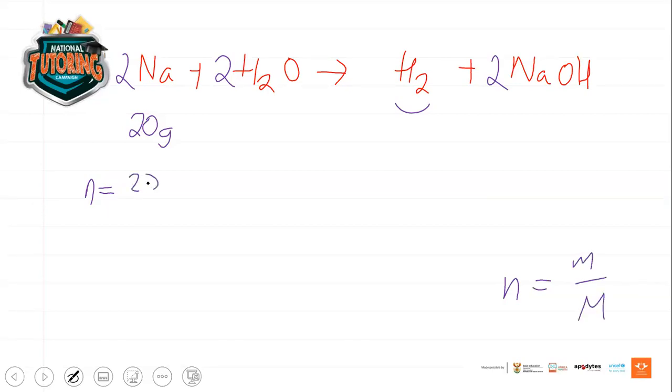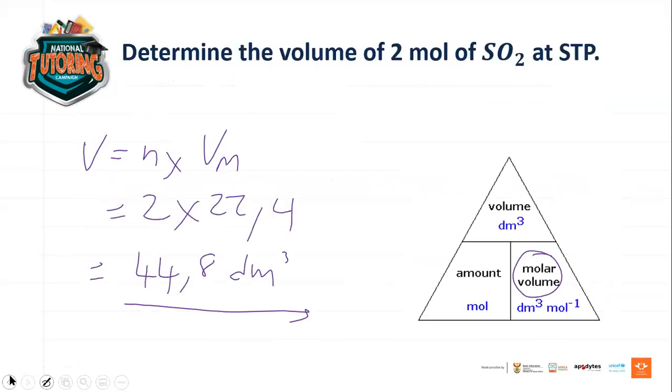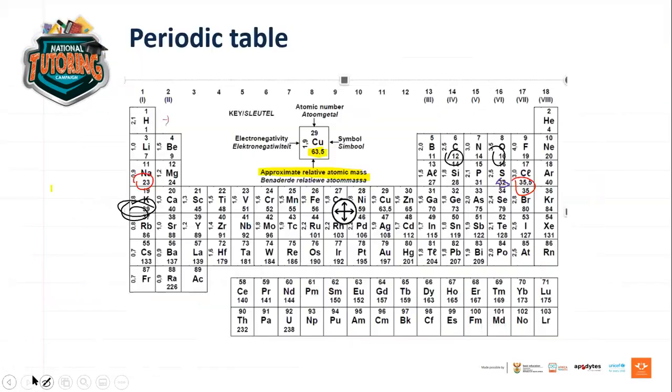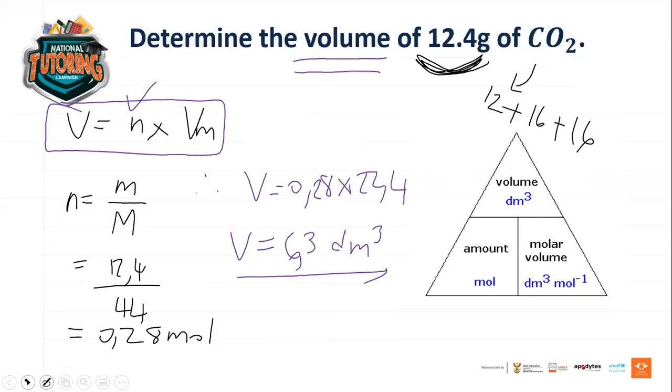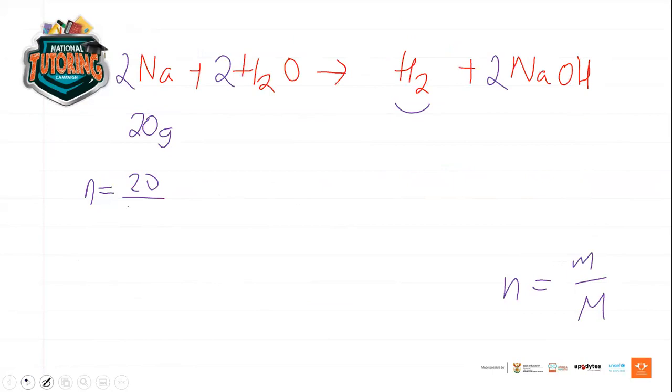So it's the mass of sodium, which is 20, they gave it to me, divided by the molar mass of sodium, which is, I think that was 23. Yes, sodium, 23. Remember, you get that from the periodic table. Okay, so we're going to say divided by 23.